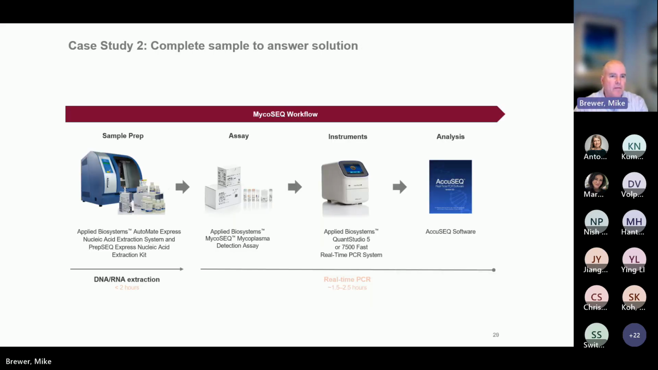Like the MycoTool, we offer a complete sample-to-answer solution, starting with sample prep, also based on magnetic bead technology. Most of our customers use an instrument called the AutoMate Express, which automatically extracts the nucleic acid from the test samples. Then there are the qPCR detection assay, the qPCR instruments, and finally the AccuSEQ software.